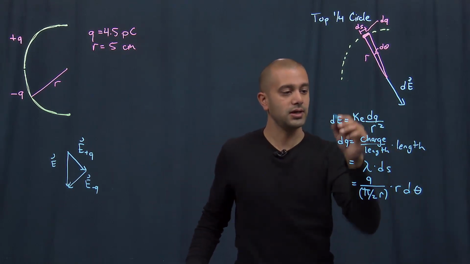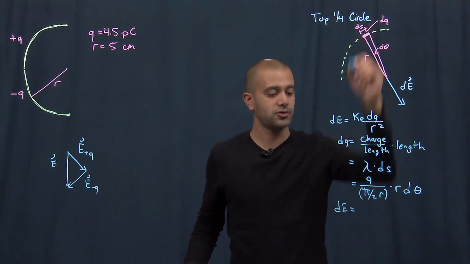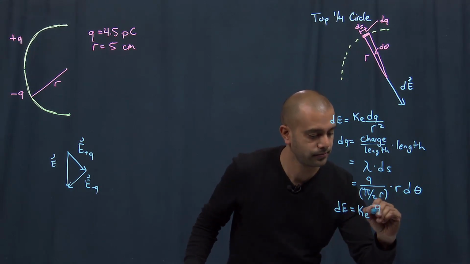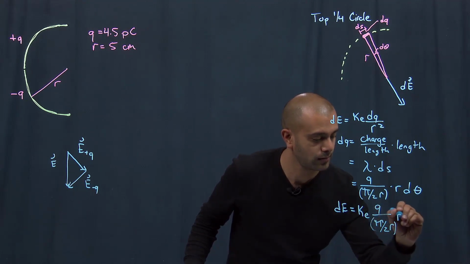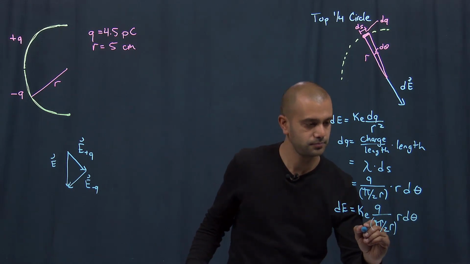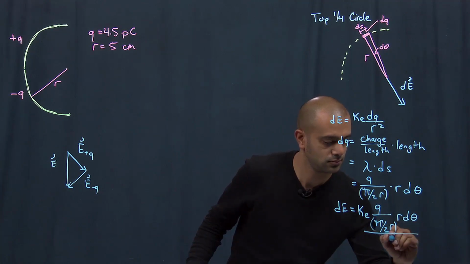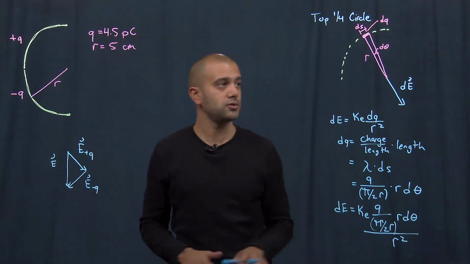So now let me rewrite dE in terms of this. The magnitude of the field due to that single point of charge is the Coulomb constant times this expression, all divided by r squared. All right, so that's the magnitude due to this point of charge.